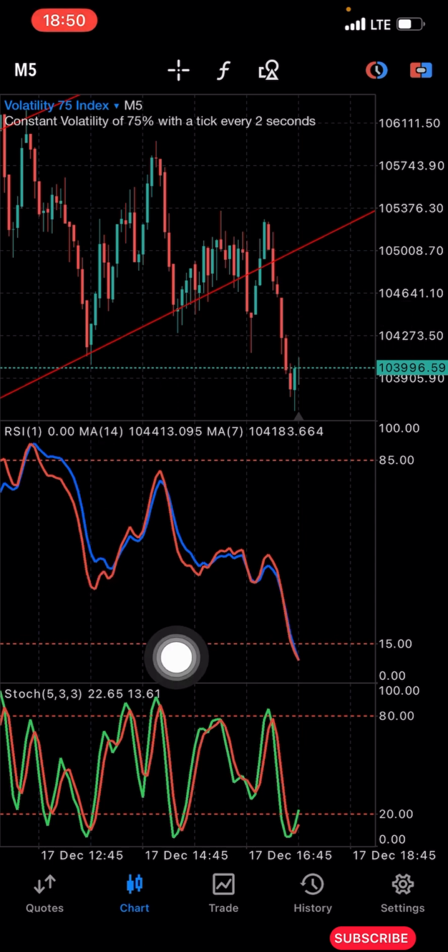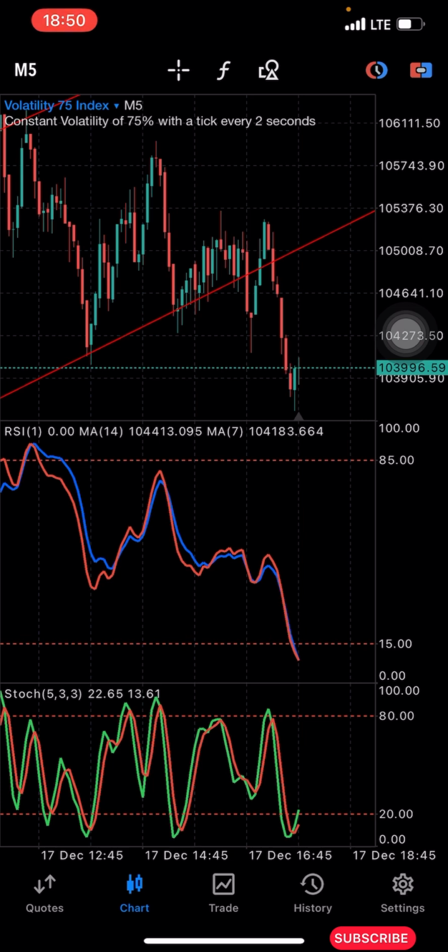Now back to the topic of the day, which is this strategy here. This is a scalping strategy for volatility index. You can use this strategy to trade any volatility indices: V10, V25, V50, V100.